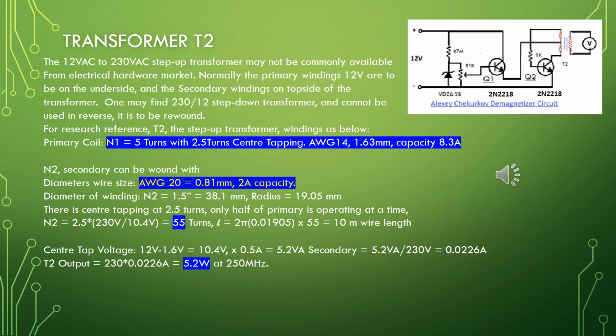Secondary equal to 5.2 VA divided by 230 equal to 0.0226 ampere. T2 output equal to 230 times 0.0226 ampere equal to 5.2 watt at 250 megahertz.